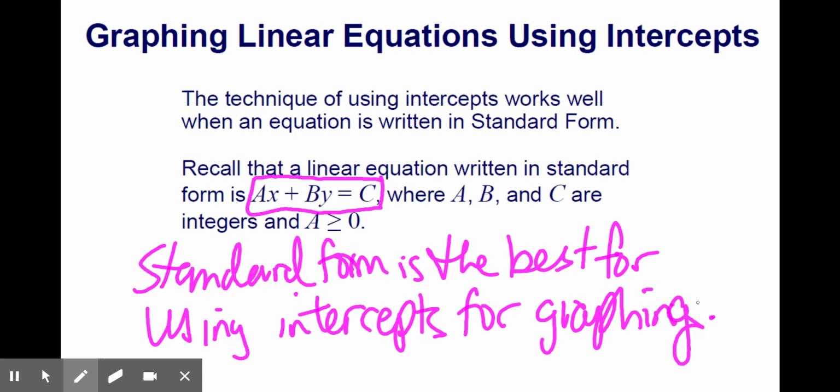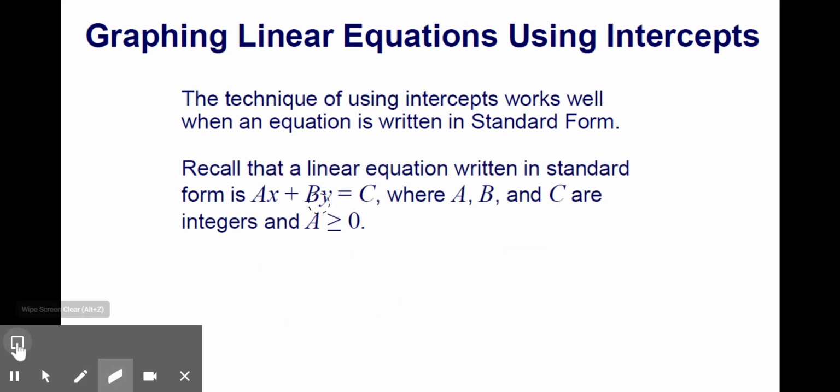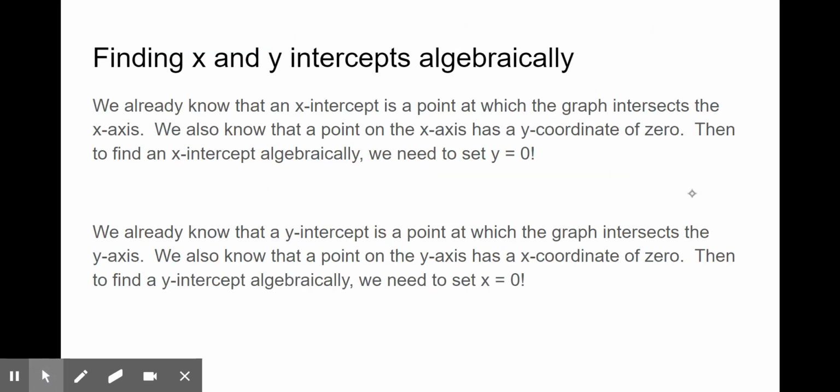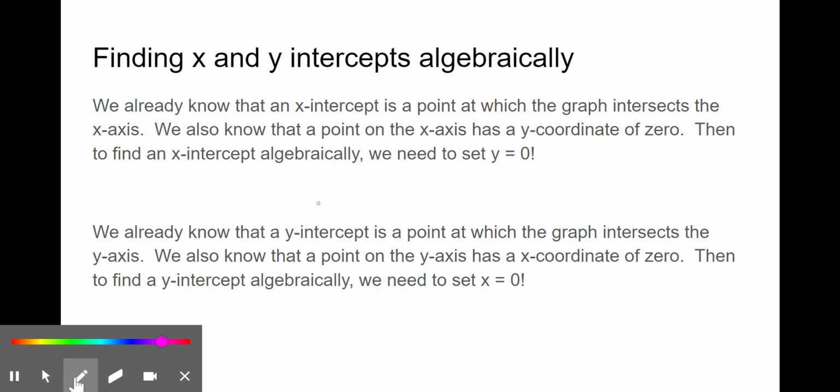So now we've already done this, right? We've already made graphs of lines. We did slope-intercept form, okay? But now we're going to do it with standard form. All right, so let's take a look. So the question on the table is, how do we find an x and y intercept algebraically, not graphically? If you don't have the graph, you just have an equation, how could you find an x and a y intercept? All right, so let's talk about some things that we already know.